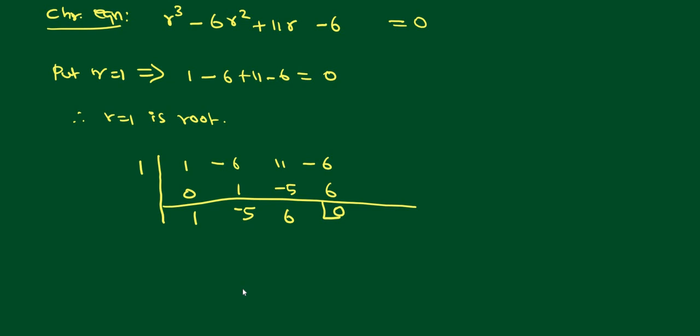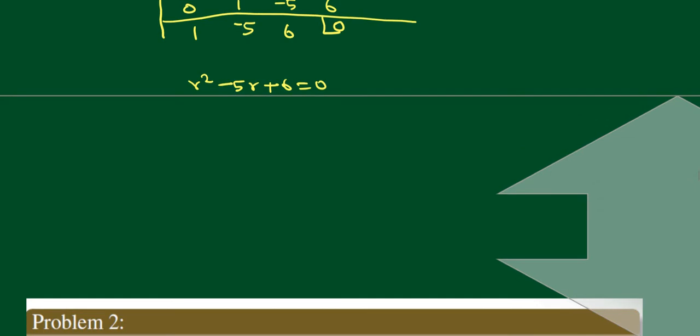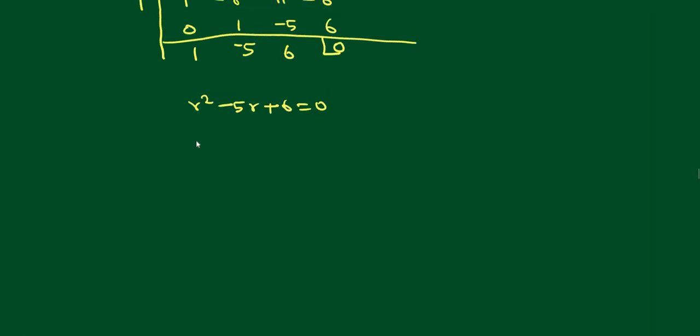So then you can conclude r equal to 1 is a root. Already we concluded. The other two roots are obtained from these three terms. So I am writing those three terms in the form of a quadratic equation. That is, you have r square minus 5r plus 6 is equal to 0. So I am solving this equation, and you are getting the roots of the corresponding equation.